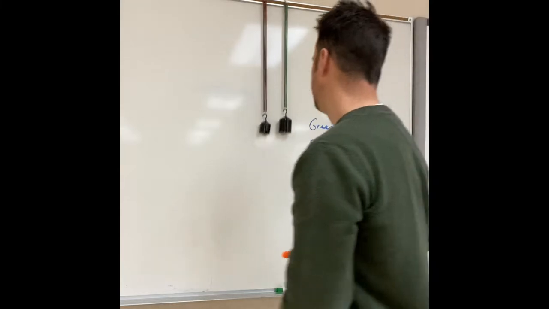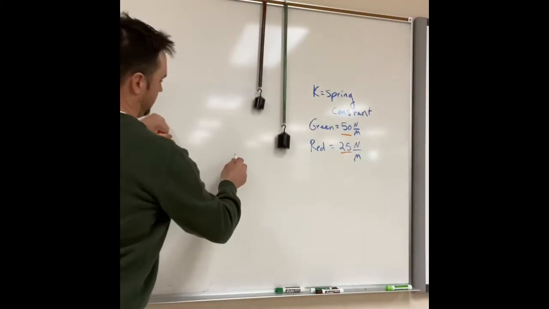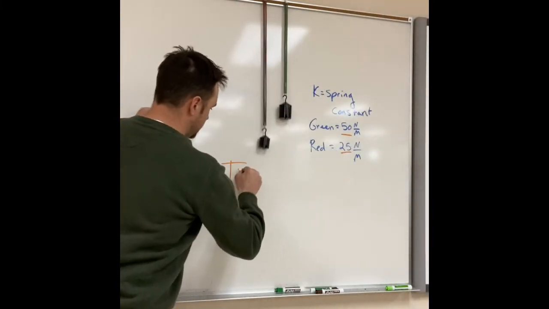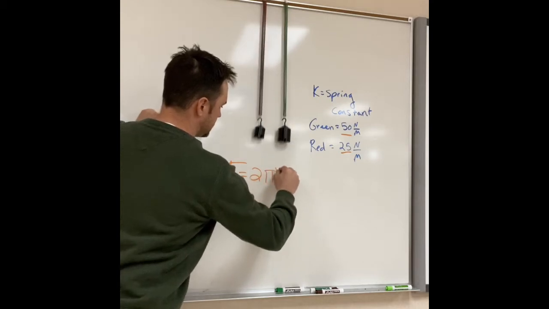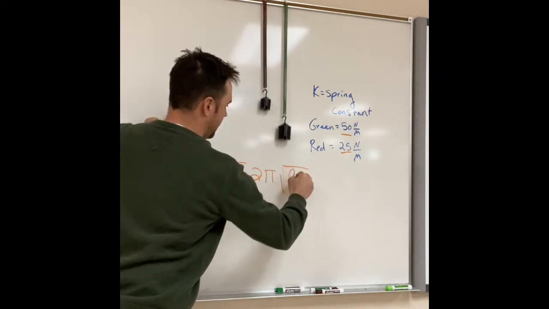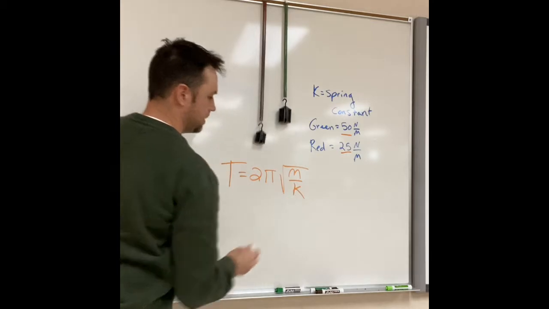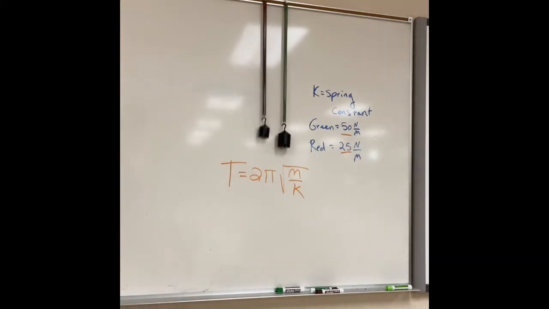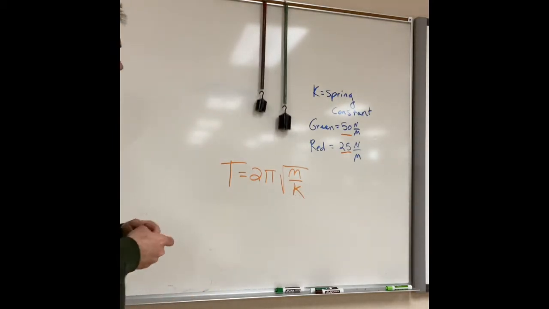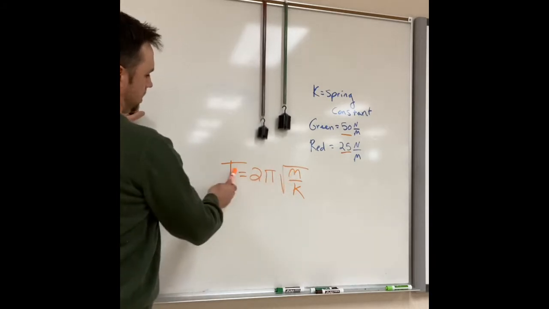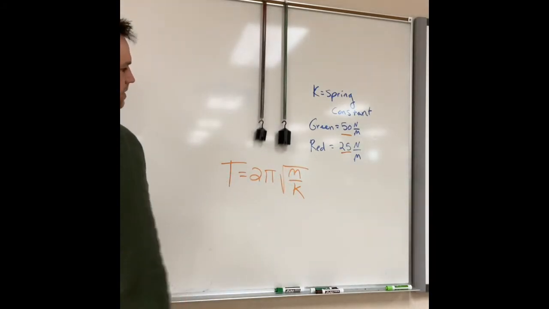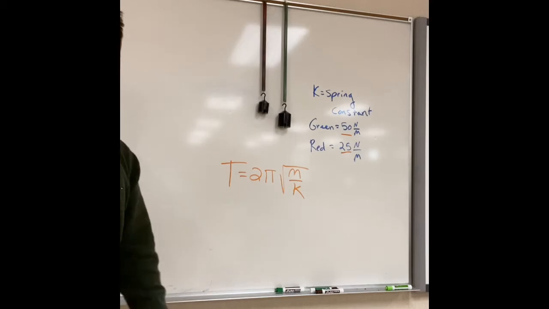The equation for the period of a pendulum, or not of a pendulum, of a spring, is 2 pi the square root of m over k. M stands for the mass. So the more mass, the longer a cycle is going to take. But the stiffer the spring, the shorter the cycle, because that's in the denominator.